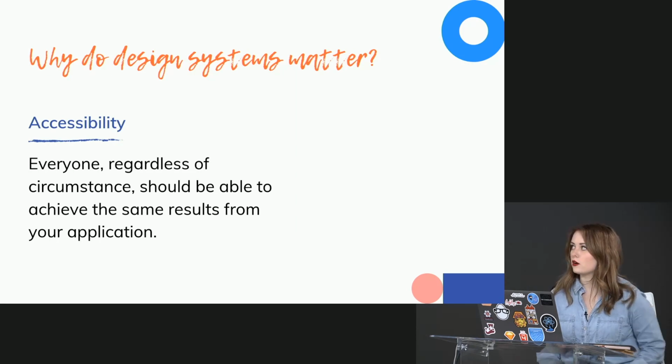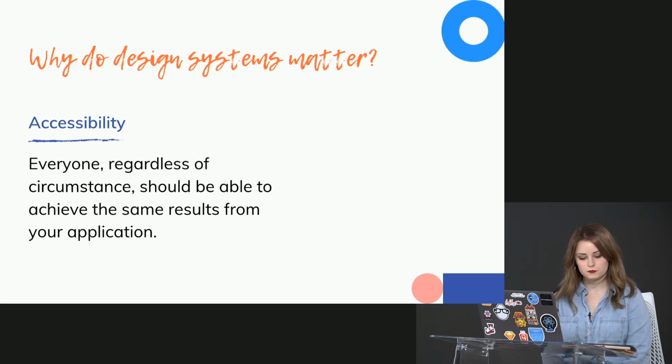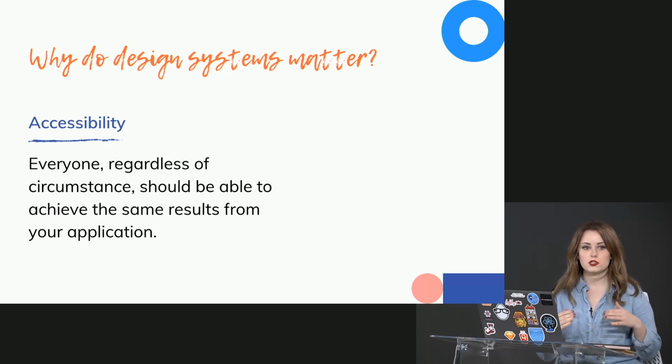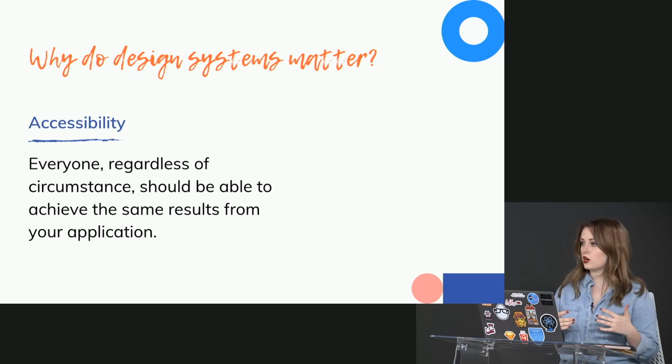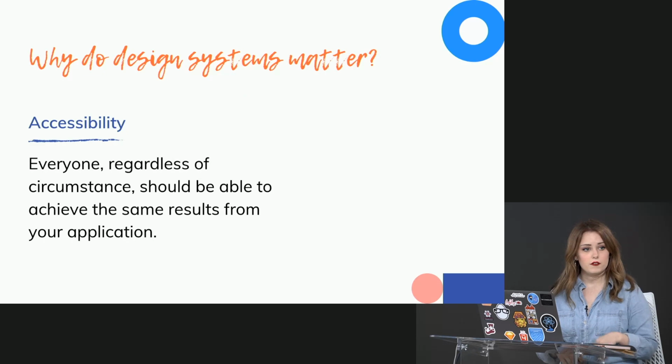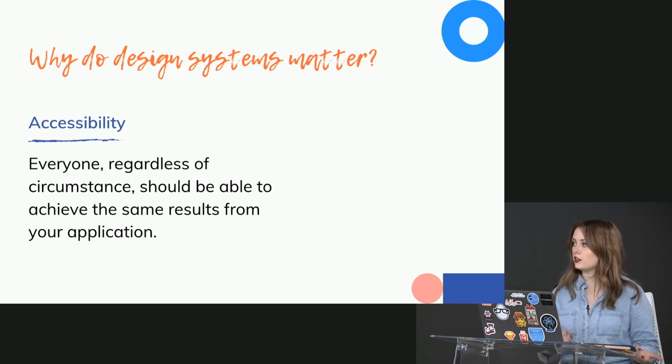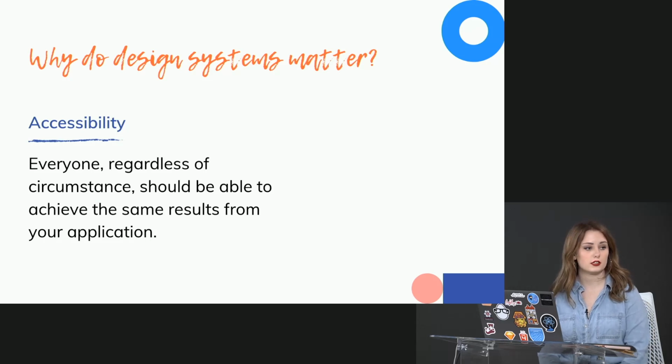So why do design systems matter? Why are they important? Why are we all here today? So everyone, regardless of circumstance, needs to be able to achieve the same results from your application. They don't necessarily have to be able to do it in the same exact way, but you have to provide the means for them to accomplish their tasks. And design systems are going to ensure that you have an accessible color palette, that your type scale is appropriate enough where people can actually go and zoom in on the browser and actually see your content. And they have to be able to navigate your application with a keyboard and use it with assistive technology. So design systems help with this.